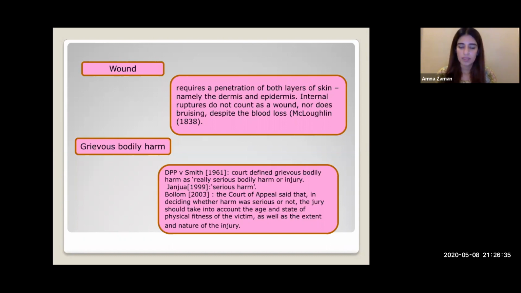So if the victim is, let's say, a baby who's really fragile, or someone who's really old and has more chances of being hurt as compared to a very strong young person, then that will be taken into account. Moreover, what was the nature of the injury? That is also a factor which would be decisive when the jury has to give a verdict on whether the Section 18 offence can be charged or not.